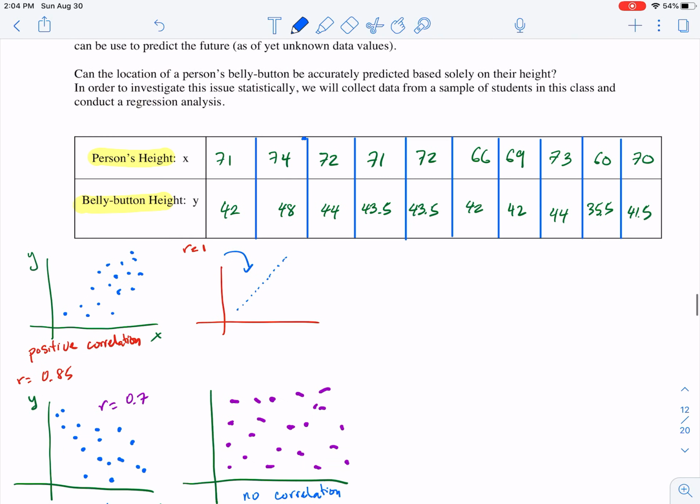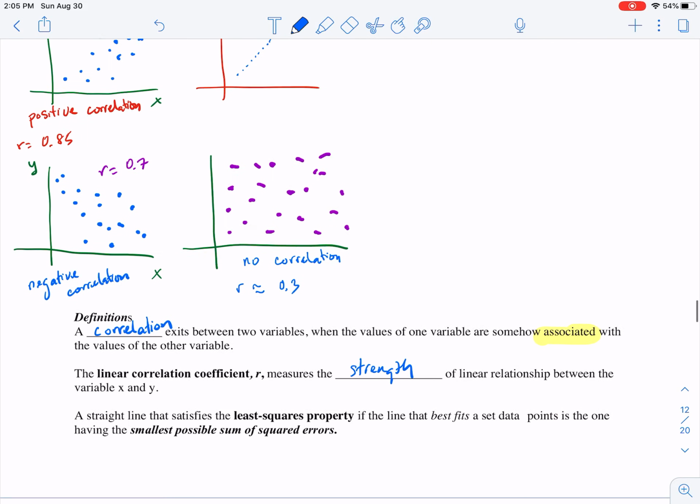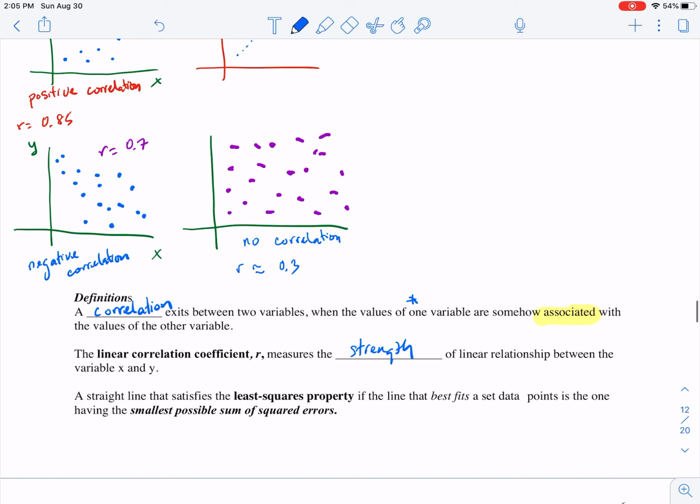One thing we want to make a note of is that just because two variables are correlated, correlation does not imply causation.